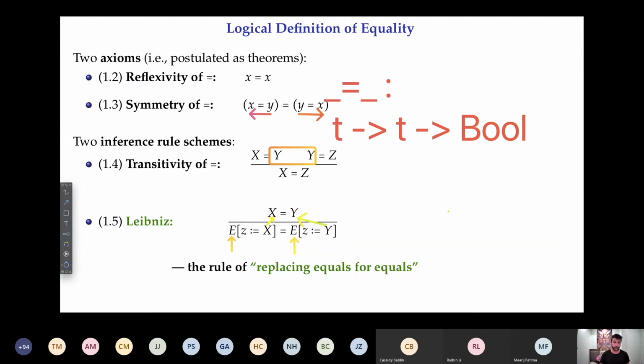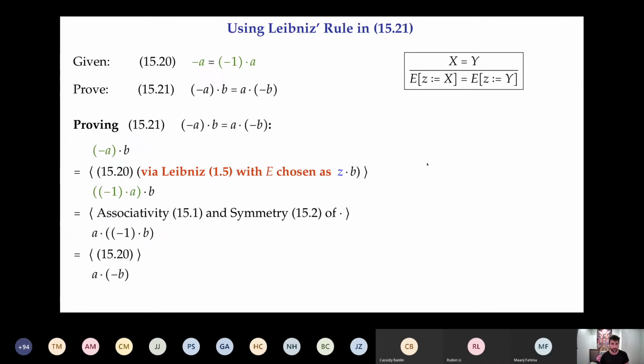For now, it's really important to understand 1.2 and 1.3 at least, and we will definitely come back to 1.4, 1.5, Leibniz and transitivity. So let's actually use Leibniz rule in action.